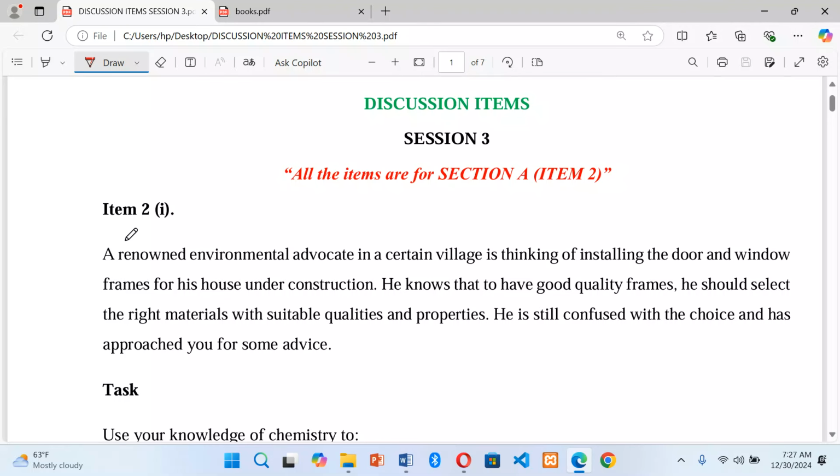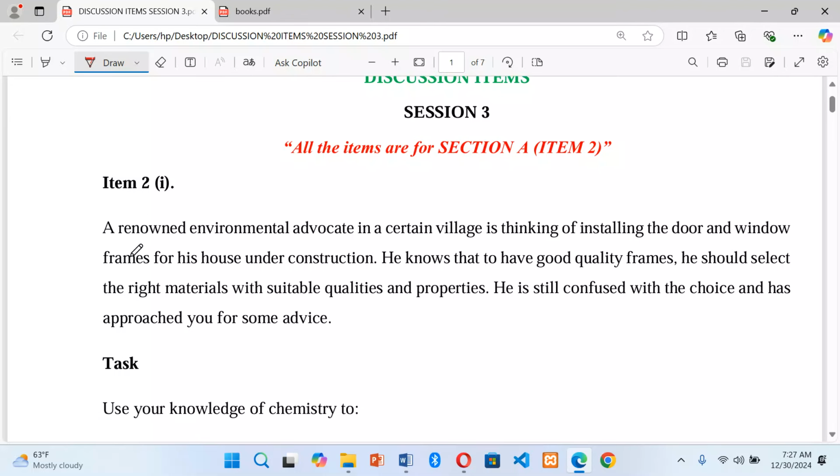Let's look at item 2, the first item. The scenario goes: a renowned environmental advocate in a certain village is thinking of installing the door and window frames for his house under construction. He knows that to have good quality frames, he should select the right materials with suitable qualities and properties. He is still confused with the choice and has approached you for some advice.